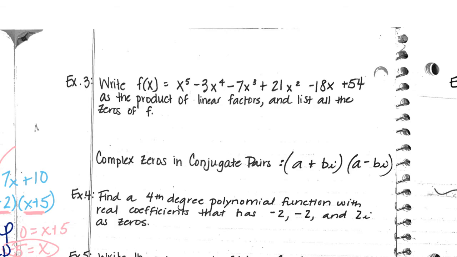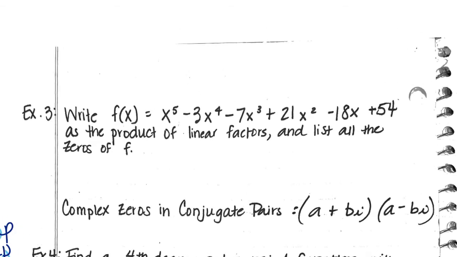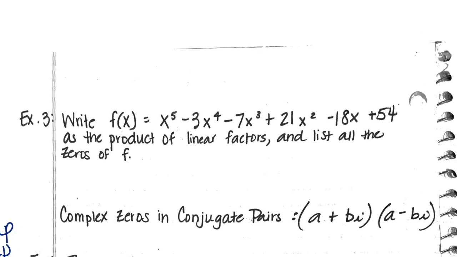example 3 is getting a little tougher. They're telling us to find all the linear factors and list all the zeros. So we can take our p's over our q's to find out. So my possible zeros are all the factors of 54 over 1. So remember that's p over q.